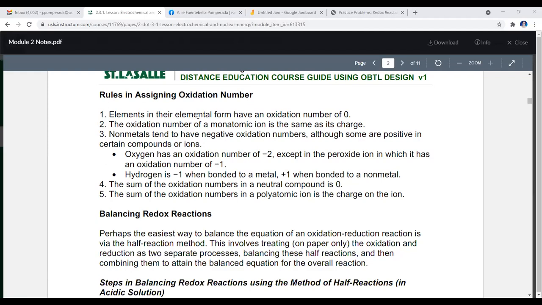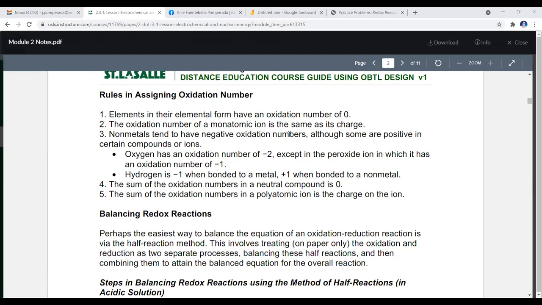Elements in their elemental form have an oxidation number of zero. Meaning the elemental form does not have any charge or is not in ion form. When we speak of an ion, it's either having a positive or negative charge. If you don't see any charge, then it's in its standard elemental form, understood to have an oxidation number of zero. Now, the oxidation number of a monatomic ion, a standalone ion, monatomic meaning one, is the same as its charge.